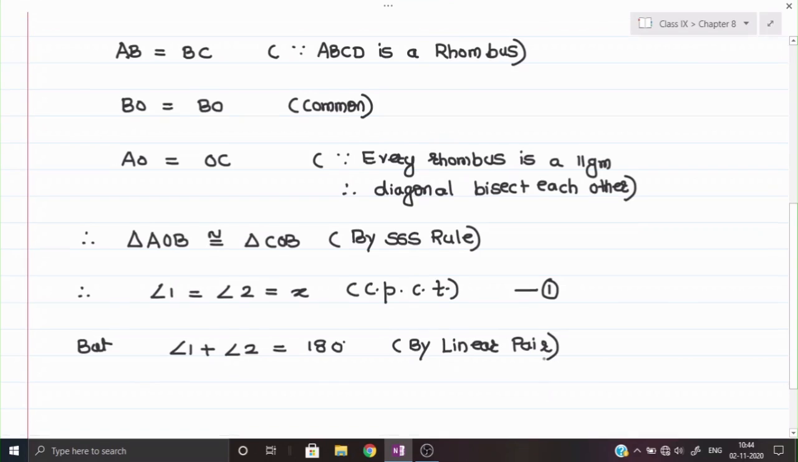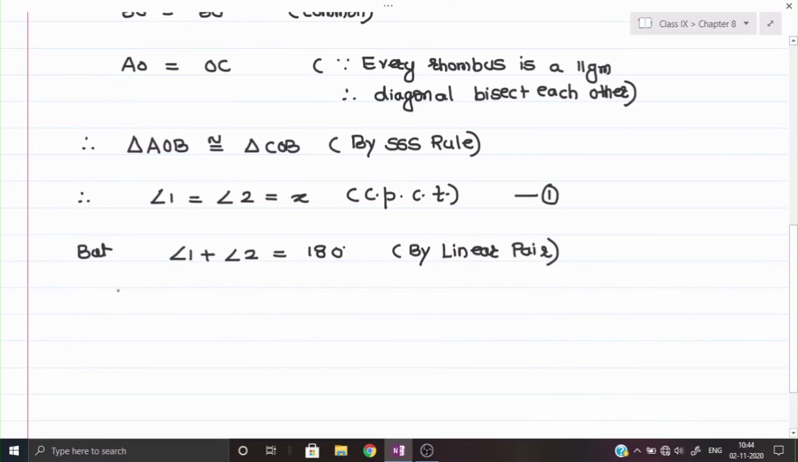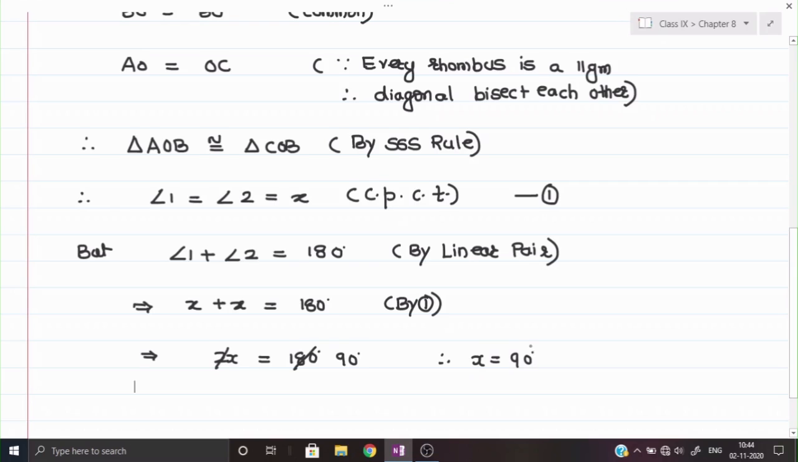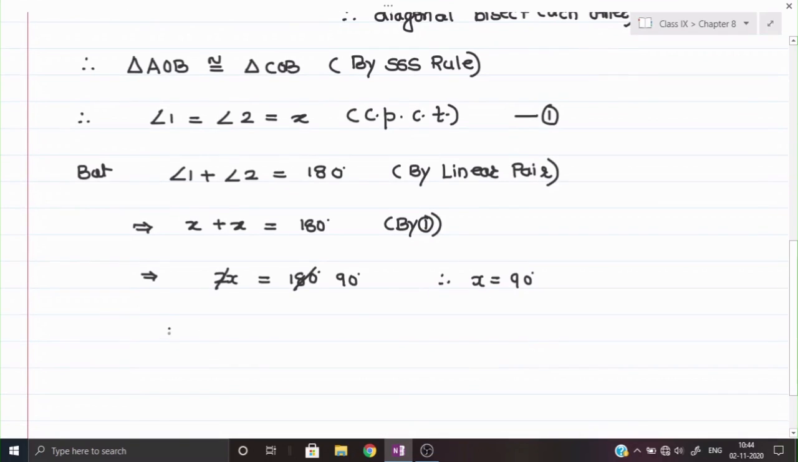Okay. Now 1 and 2 are both equal to x here. So we can write down their value: x plus x is equal to 180 degrees. How can we say this? By equation number 1. Now this will become x plus x is equal to 2x is equal to 180. Cancelling 2 and 180, it would be 90. So therefore the value of x is 90 degrees, and therefore we can say angle 1 is equal to angle 2 is equal to 90 degrees.